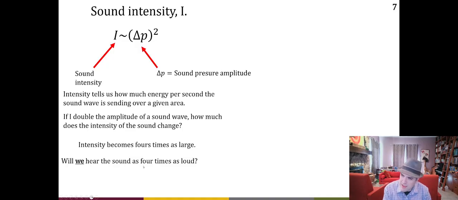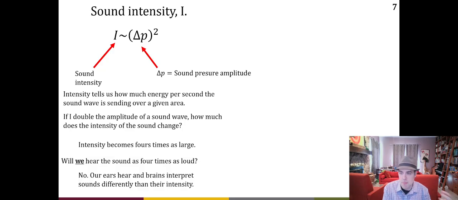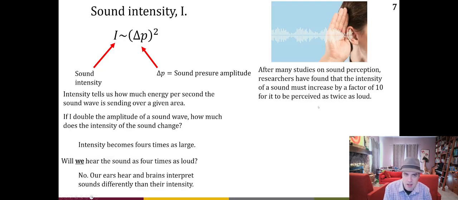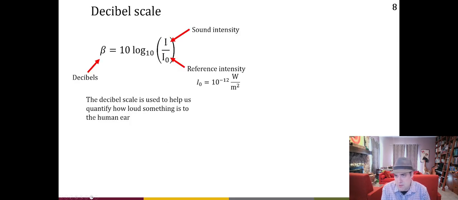Now, will we hear the sound as 4 times as loud? We might think so. It's sending 4 times as much energy as before, but our ears and brain interpret sound a little bit differently. In fact, after many studies on sound perception, the sound must increase intensity by a factor of 10 for us to perceive that sound as being twice as loud. So as opposed to talking about the intensity of sound waves, we developed a whole new system to classify how loud something is, and we call that the decibel system. This is a whole other complicated equation that we use to determine how loud something is using this decibel scale.